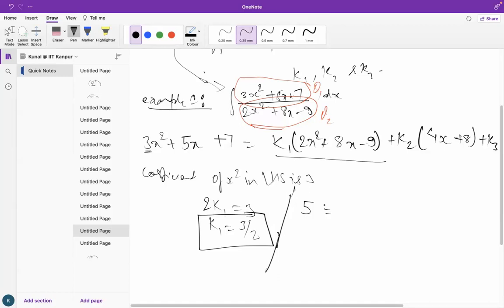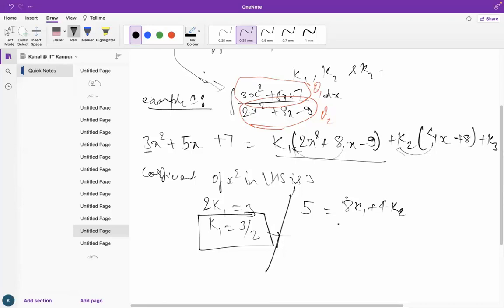And when we move to the RHS term, it will be equal to 8k1 plus 4k2. We get one coefficient of x from here, another from here. So it will be equal to 8k1 plus 4k2, right? And we know the value of k1, so substitute it here.